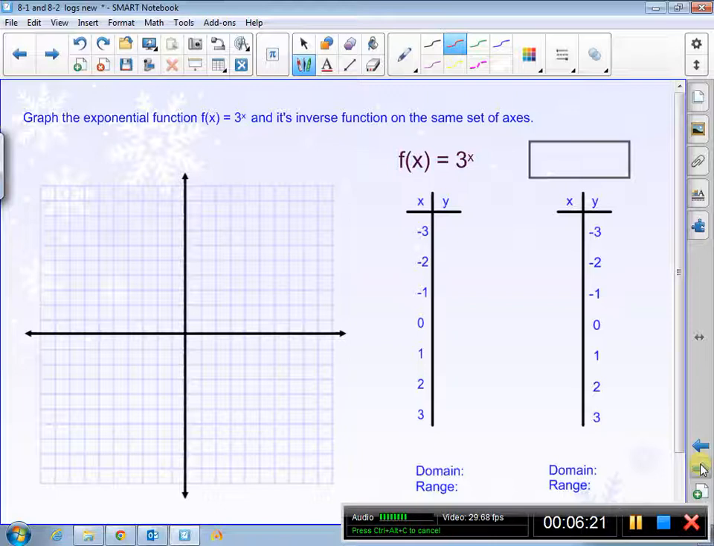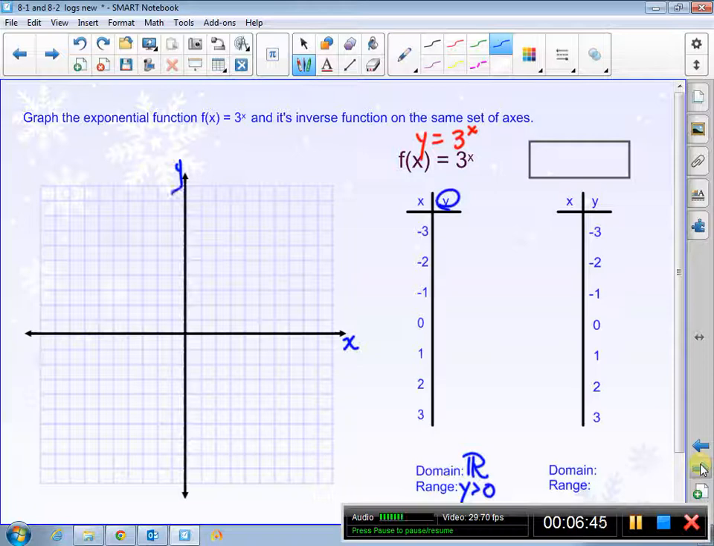If you'd like here, pause the video and graph y equals 3 to the x over the set of this domain, knowing we can put in any real value and knowing that we will get out all our y's greater than 0. Go ahead and pause, get some values for your y column, and let's see if our graphs match up.